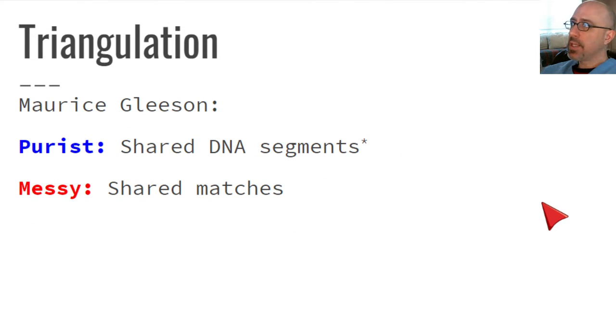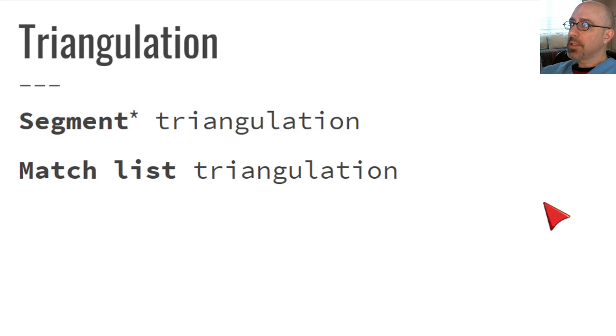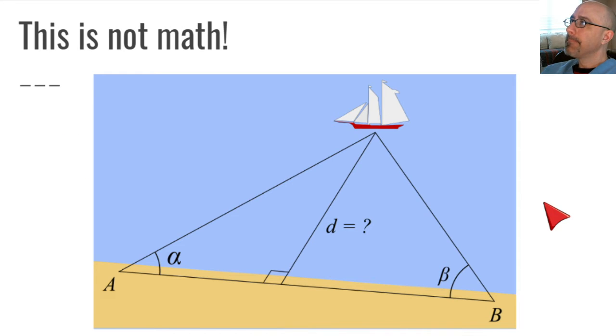Maurice Gleason has a video where he talks about the two kinds of triangulation. With triangulation of DNA segments, he referred to it as purist triangulation. With triangulation of shared match lists, going through shared match lists to find a common thread, he used the term messy triangulation. In this presentation, I'll simply talk about segment triangulation or DNA segment triangulation, and match list triangulation or match list analysis.